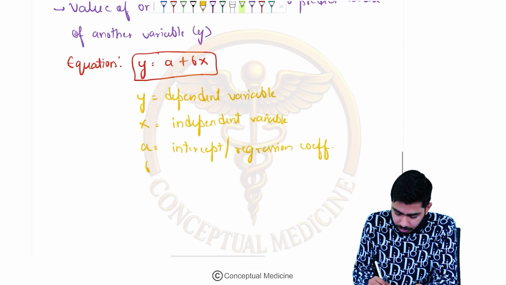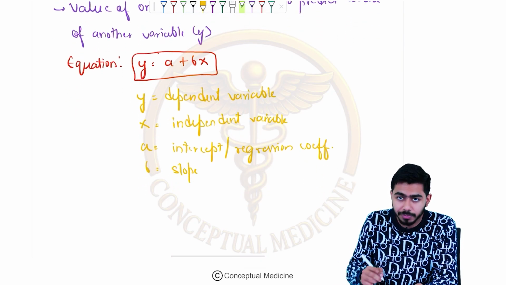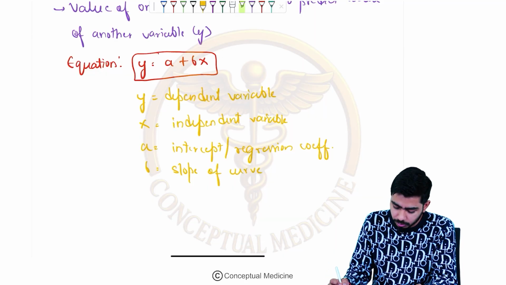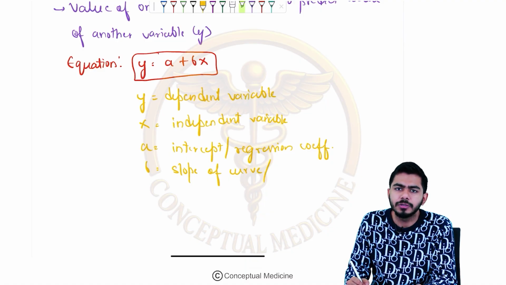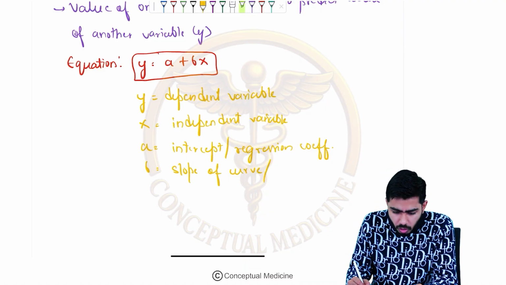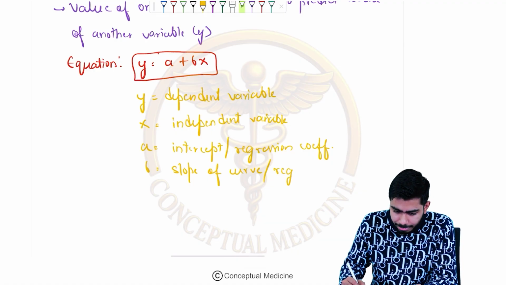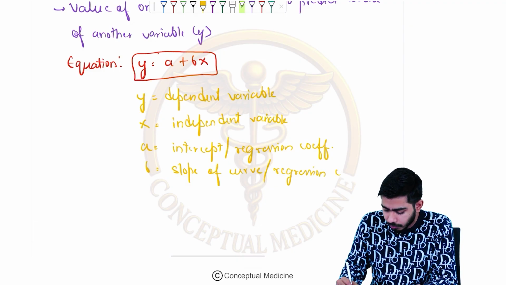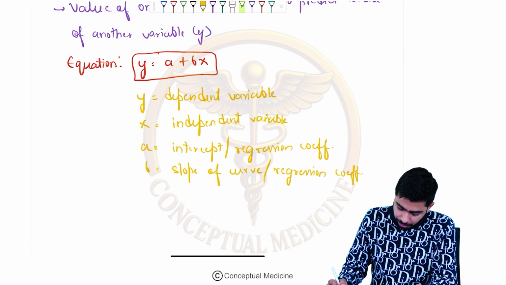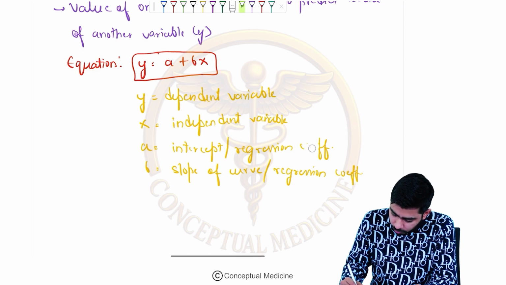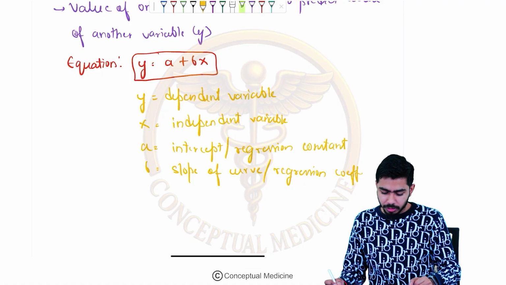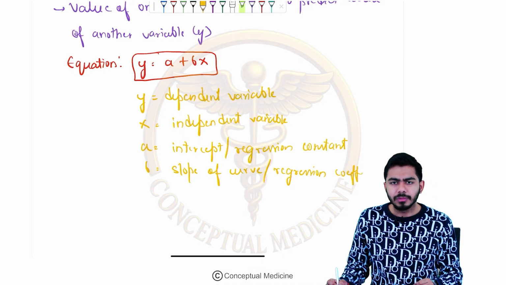Okay, and b is the slope of the curve. I showed you the curve also in the correlation chapter. So the slope of the curve might be called the correlation of variables, or the regression coefficient. Now a over here, I told you, is not the regression coefficient, sorry, that is the regression constant, right? These are the values if in case they are asking.